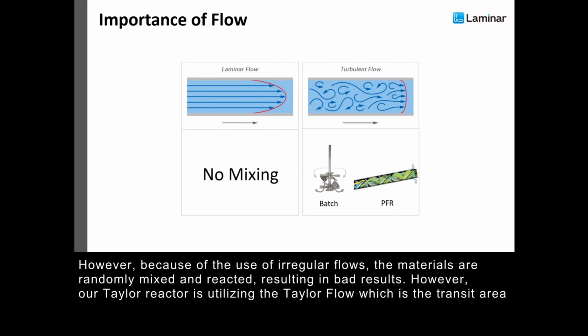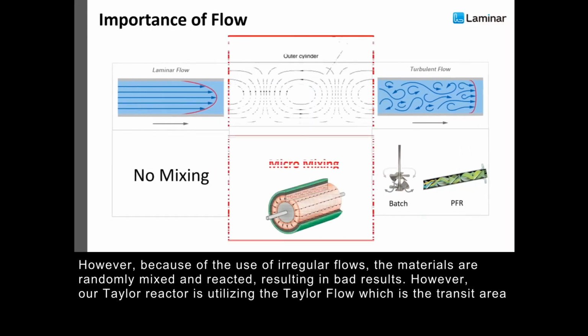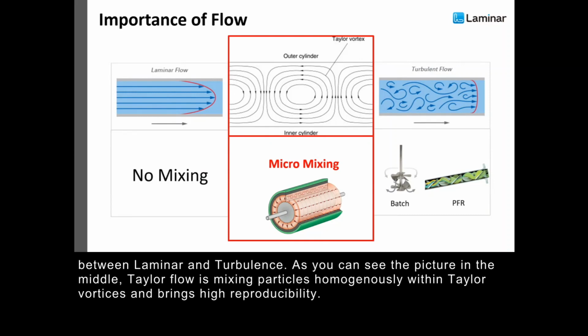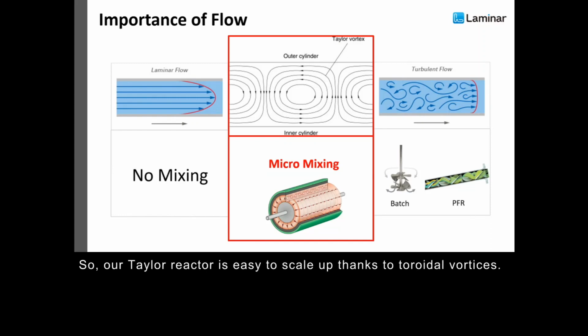However, because of the use of irregular flows, the materials are randomly mixed and reacted, resulting in bad results. However, our Taylor reactor is utilizing the Taylor flow, which is the transition area between laminar and turbulence. As you can see the picture in the middle, the Taylor flow is mixing particles homogeneously within the Taylor vortices and brings high reproducibility. So our Taylor reactor is easy to scale up thanks to toroidal vortices.